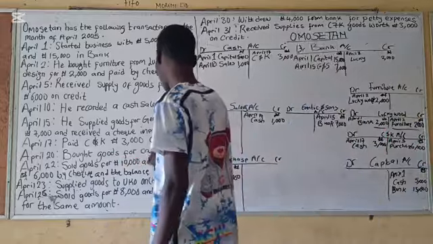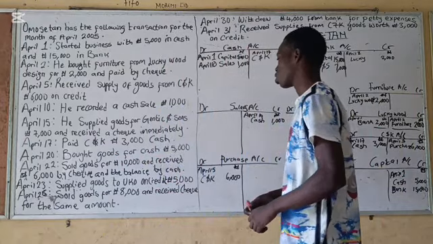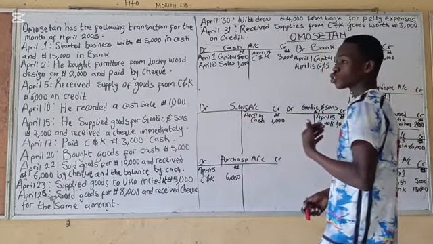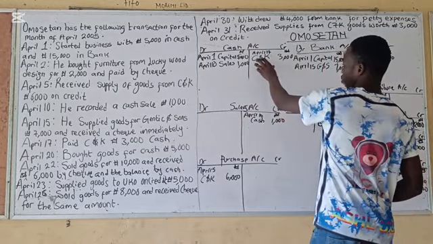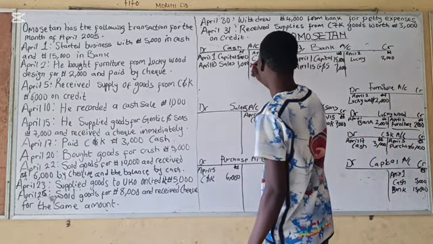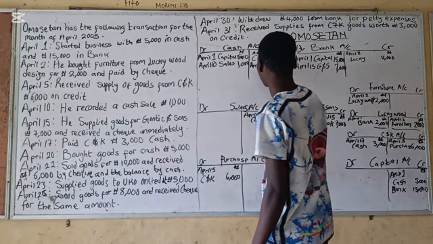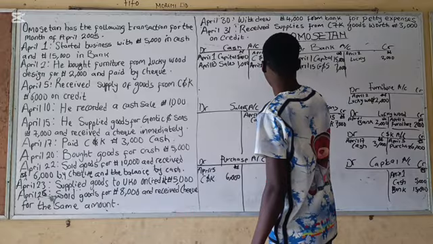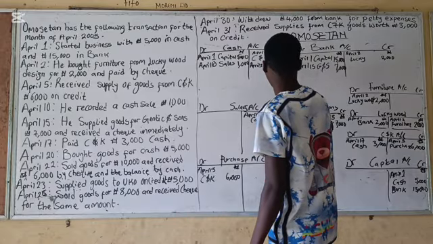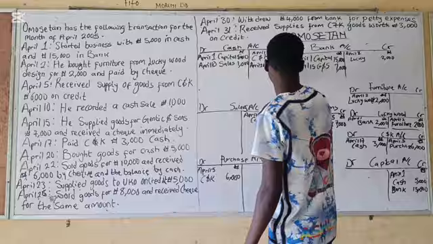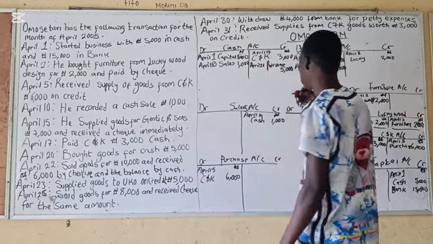Bought goods for cash 5,000 naira. So you bought goods, but you paid cash. So money is coming out here, therefore you credit your cash account. What is the date? April 20. So April 20, you have purchase. You made a purchase of how much? 5,000 naira. So we write the 5,000 naira. Do you get it now?